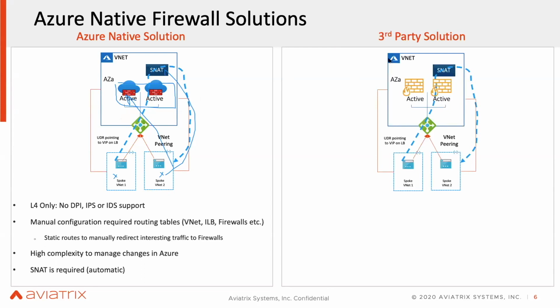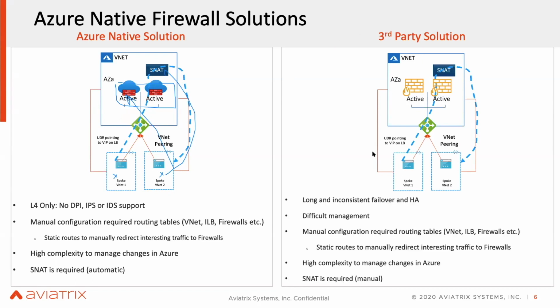But on the other side, if you look at the third-party solutions, for example, a Palo Alto VM or any third-party VM, and you want to deploy it in active-active fashion, basically the challenges are the same, right? You have the long and inconsistent failover in HA. You are configuring or deploying some script to make sure your HA is working properly. When it comes to managing it, again, it's a pain to program all these routes, the UDRs, into the system. So it's very high complexity and high management overhead. And SNAT is not done automatically, so you have to configure SNAT if you want to deploy these firewalls in active-active fashion.